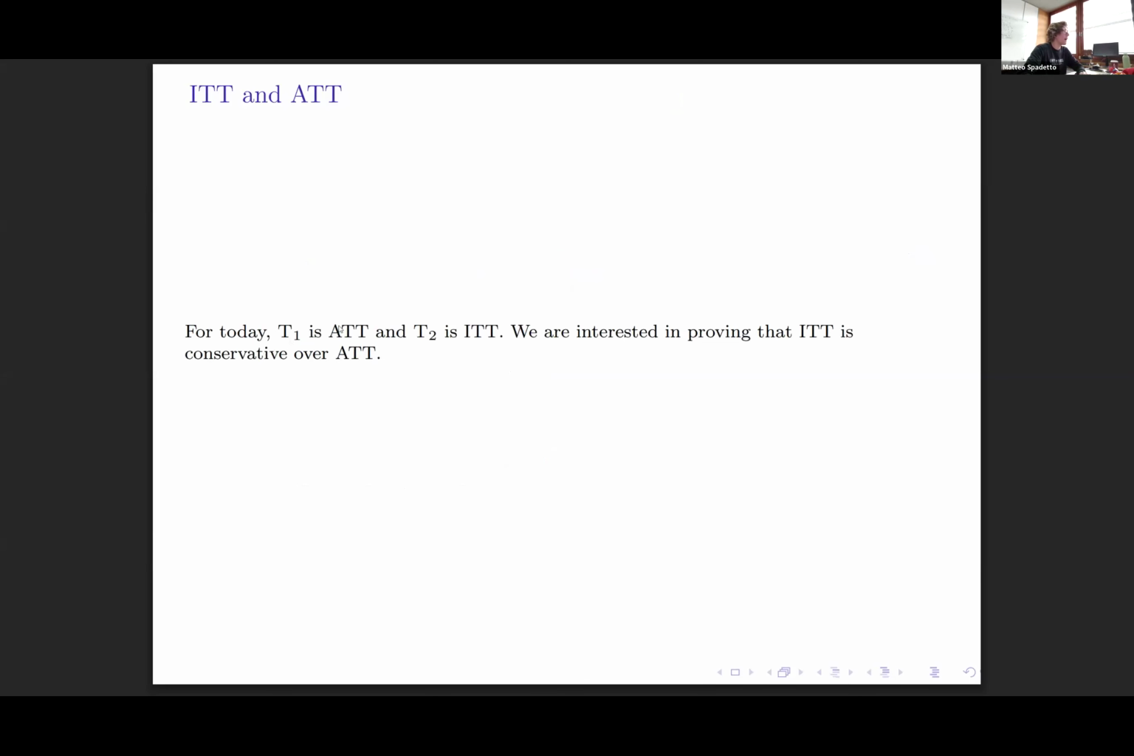So for today, T1 is ATT, Martin-Löf type theory with computation axioms, and T2 is ITT, so ordinary intensional Martin-Löf type theory. We are interested in proving that ITT is conservative over ATT. I'm not proving this today. We are not proving this because I don't know how to do it. I will just prove a fragment of this statement.